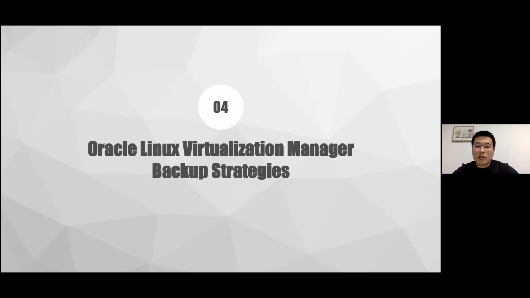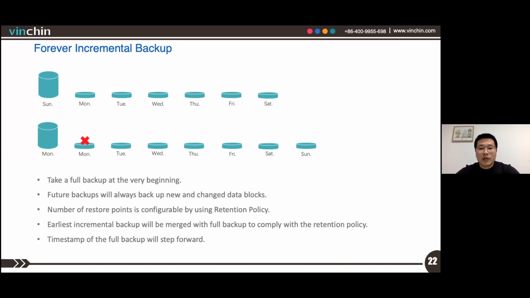The forever incremental backup strategy. It is fully supported with Oracle Linux Virtualization Manager. For the forever incremental backup, a full backup will be performed only once at the very beginning, and the future backups will always be incremental and will always back up the new and the changed data blocks. This can significantly reduce the time it takes to back up and also reduces the usage of the storage space.